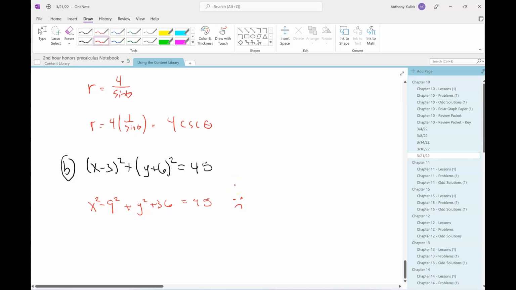Don't do that. Mr. Kulik gets very sad. His life's sad enough without you guys making him sadder. Okay? Please, please, please don't distribute those exponents. I was grading homework quizzes over the weekend. So many distributed negatives. So many distributed exponents. Mr. Kulik was very sad. Okay?